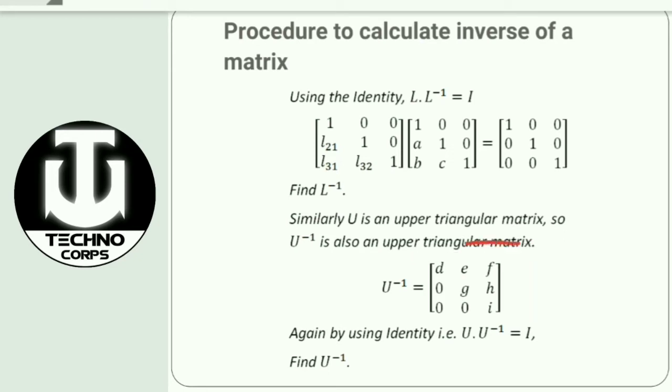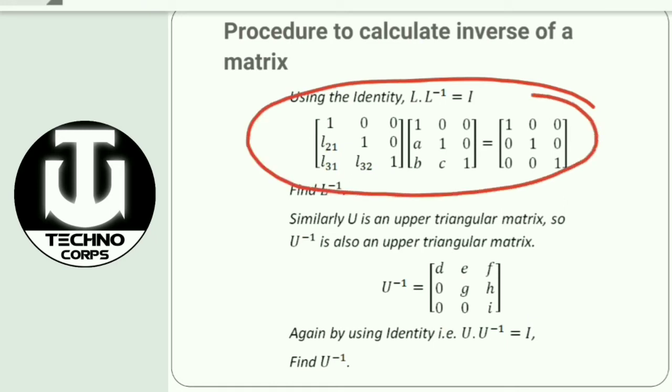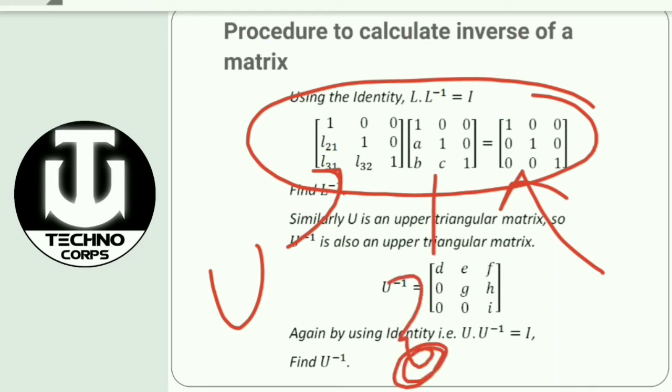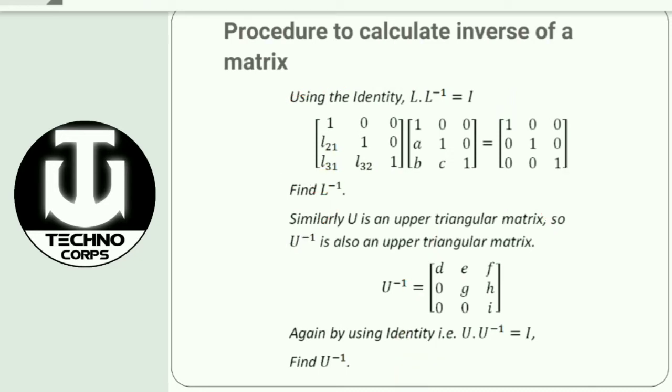So suppose U inverse has this kind of format. This is the upper triangular matrix, right? So again we are using what? The identity matrix, identity property. So you will get this kind of formation with the upper triangular matrix, and here you will have the value of the U matrix. You know what the identity matrix is, then you can find this value, that is the U inverse. Okay, so in the same manner you can find the value of U inverse also.